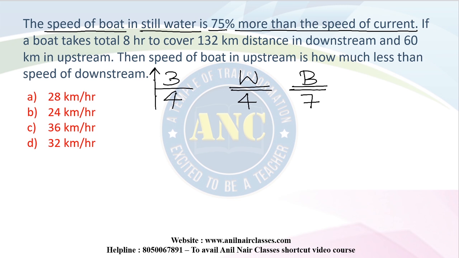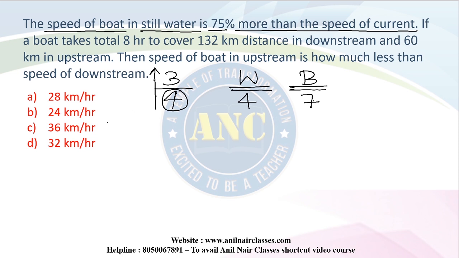You might get a doubt once again. Why should we consider this 4 as water itself? Why not consider it as boat? Because we already know that the speed of boat in still water is always greater than the speed of water. So definitely 4 should be water, and 3 more than 4, that is 7, should be boat itself. So no confusion at all.